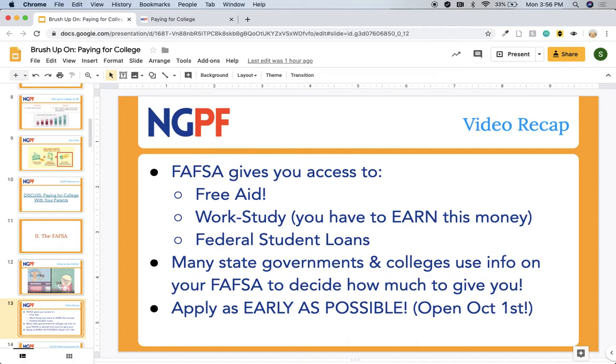Many state governments and colleges use the information that you put in your FAFSA to decide how much to give to you. And we're going to talk about that a little bit more. And you want to apply as early as possible. The FAFSA opens October 1st. So it's definitely in students' advantage to submit that as early as they can.